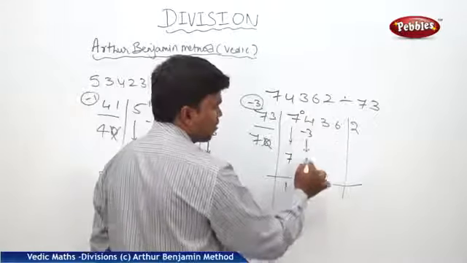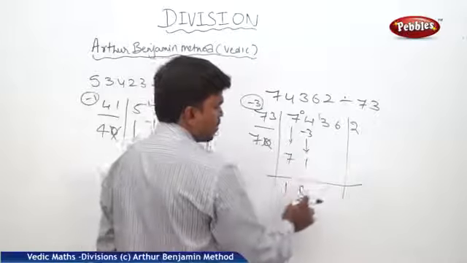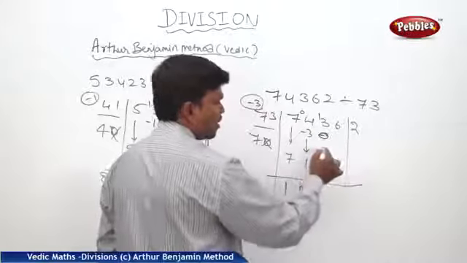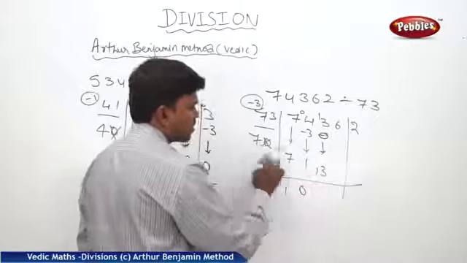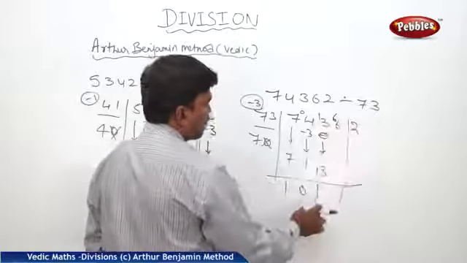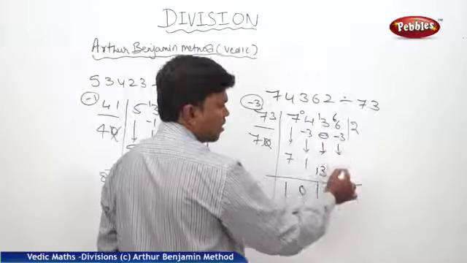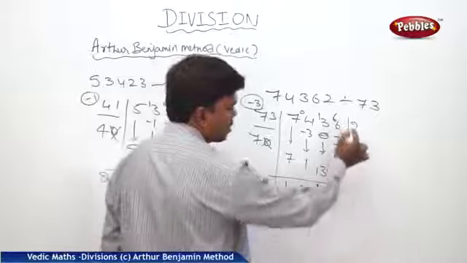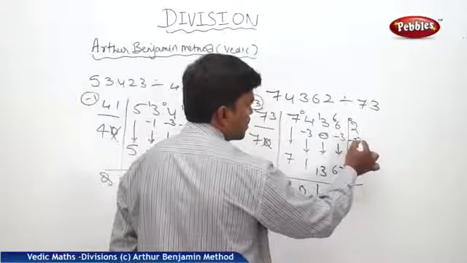4 minus 3, 1. Okay, so how many times it goes? 0 times. 1 remainder. 0 into minus 3, sorry, 0. 13 minus 0, 13. How many times it goes? 7 ones are 7. Remainder 6. 1 into minus 3, minus 3. 66 minus 3, how much? 63. How many times it goes? 7 nines are 63. Remainder 0. 9 into minus 3, minus 27.